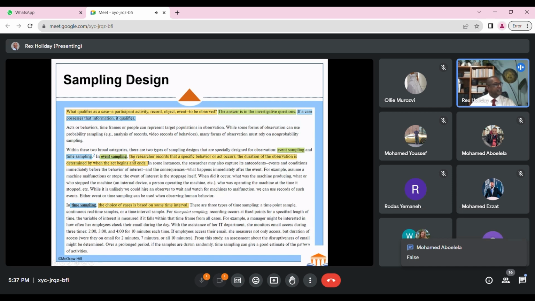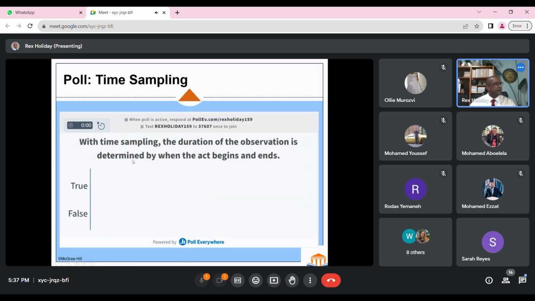And there it is. Event sampling: the researcher records that a specific behavior or act occurs. The duration of the observation is determined by when the act begins and ends. So there you go. Event sampling, not time sampling. So that would be false.